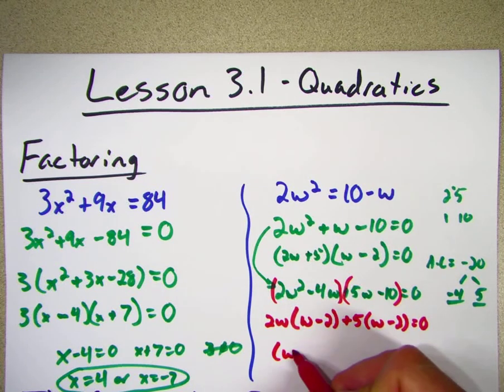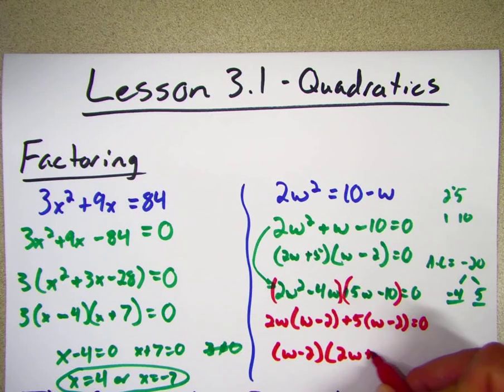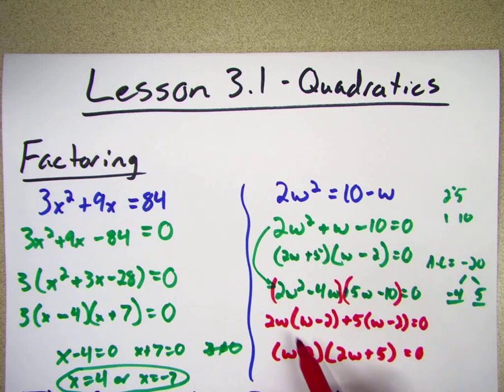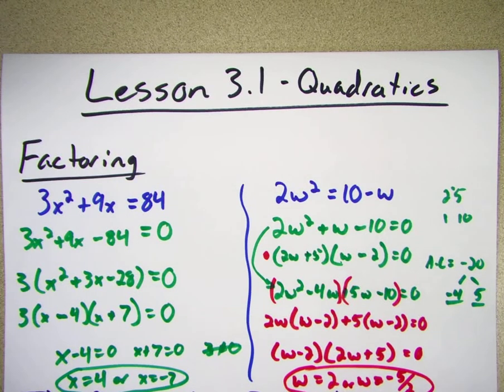And so w minus 2 must be one of my factors, and then the remaining parts, the 2w and the 5, make up my other factor. And you'll notice how that is the same as what we had up here. So now the only thing left to do is to actually solve it, get what w equals. So w is going to equal 2. And then for this one, w is going to equal negative 5 halves. And again, that's just setting each of those factors equal to 0 and solving them. You get that answer. Okay, so that's factoring.